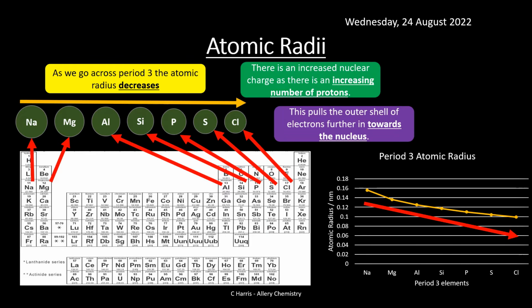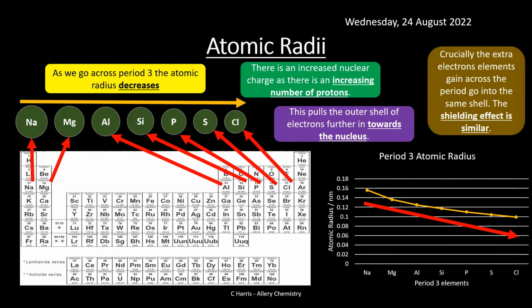It pulls the shells in a little bit closer to the nucleus, and crucially, the extra electrons the elements gain across the period go into the same shell. So the shielding effect is no different as we go across. The extra electrons being added over that period are not going into different shells. Because of that, it effectively pulls the whole radius, or the size of the atom, in. So make sure you're aware of that.